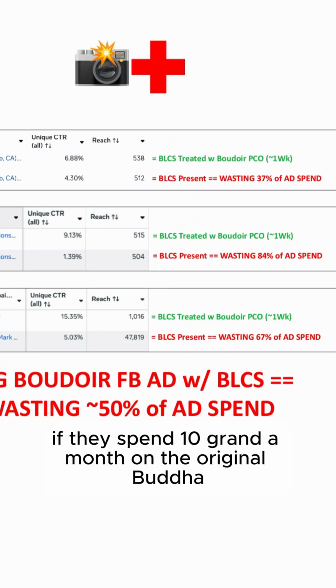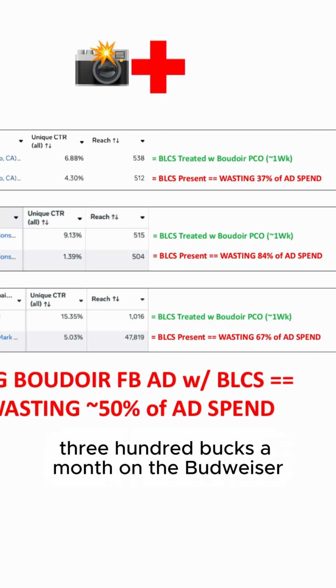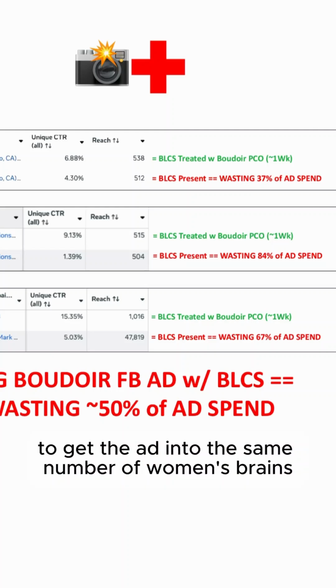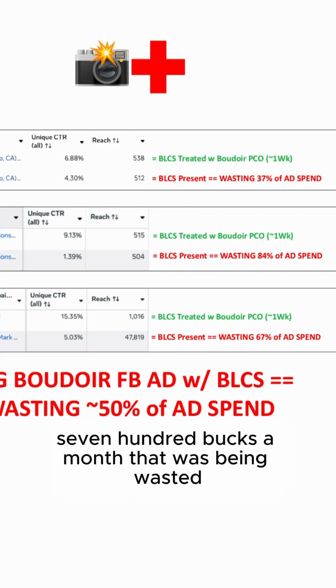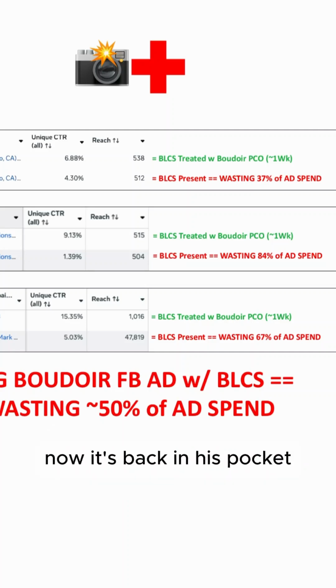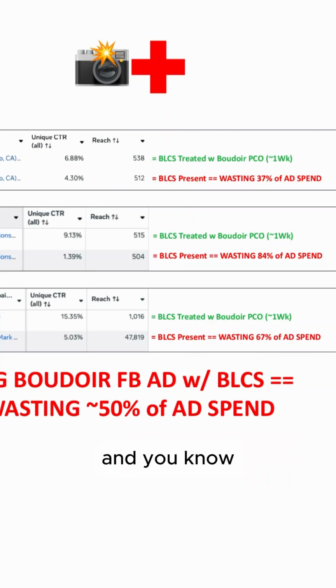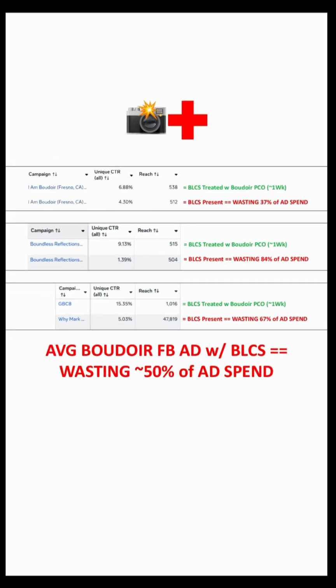That means that they're spending 10 grand a month on the original Boudoir Facebook ad. They only need to spend $3,300 a month on the Boudoir Pico treated ad to get their ad into the same number of women's brains in both scenarios. So it's $6,700 a month that was being wasted. Now it's back in his pocket every single month. He doesn't have to spend that money anymore. And it's like, what's an 80K bonus at the end of the year, something like that.